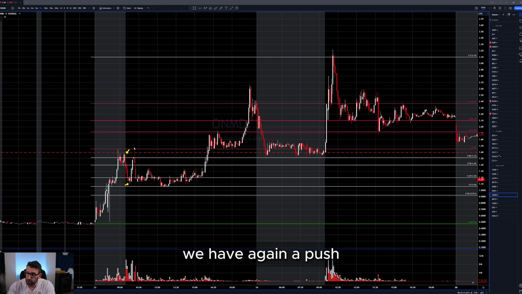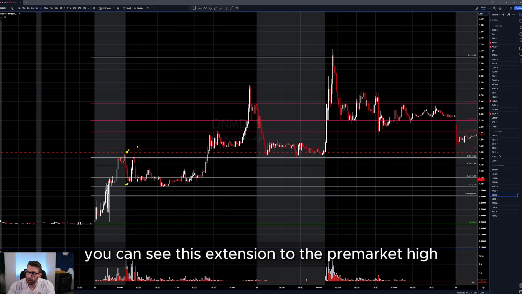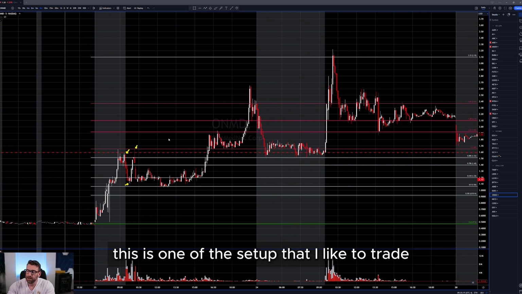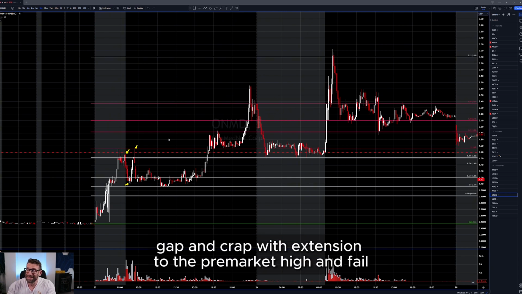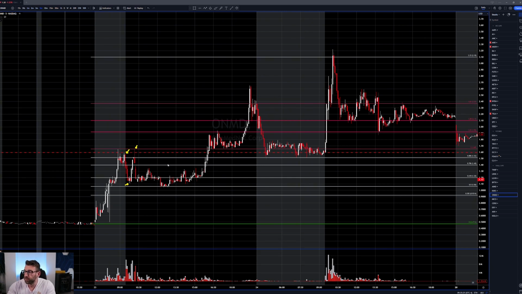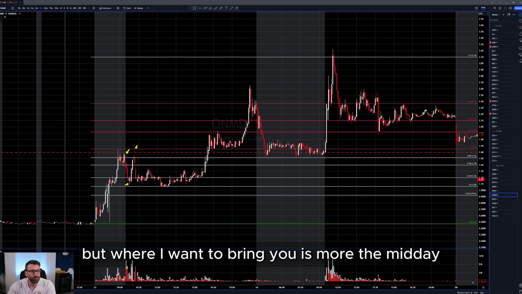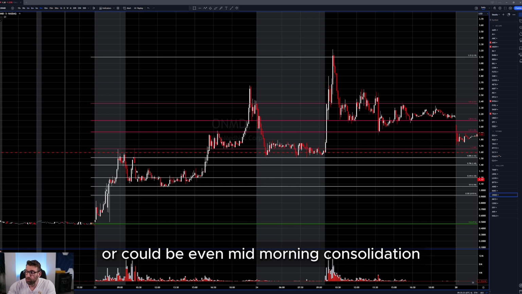We have again a push. You can see this extension to the pre-market high. This is one of the setups that I like to trade short, which is actually a gap and grab with extension to the pre-market high and fail. But where I want to bring you is more the midday, or could be even mid-morning, consolidation.